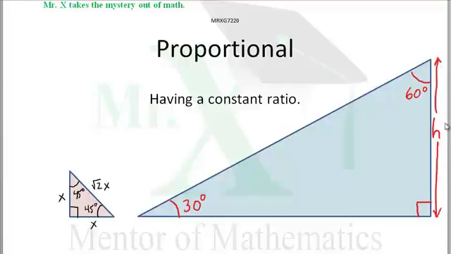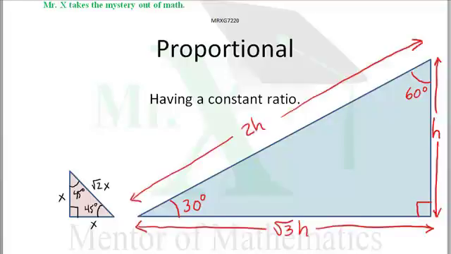Just to be different, let's call the height h this time. Last time we called it y, now we'll call it h, just to be different. And we have the same proportions. That h times the square root of 3 gives us the length of the other base, or leg. And if we double the h, we get the length of the hypotenuse.